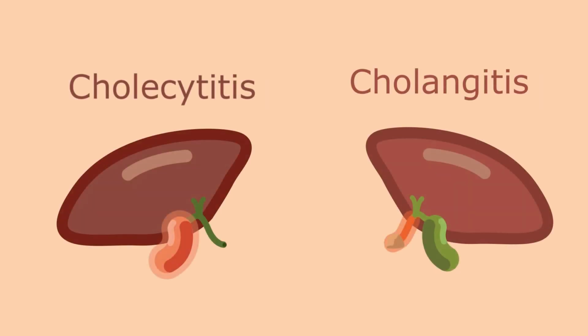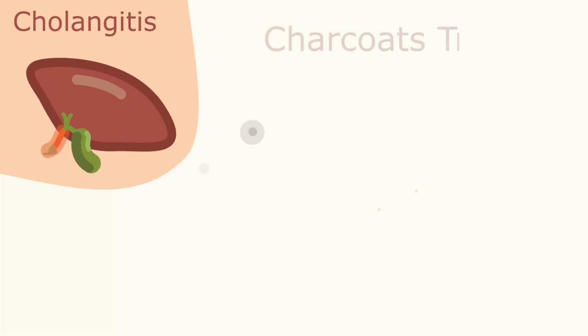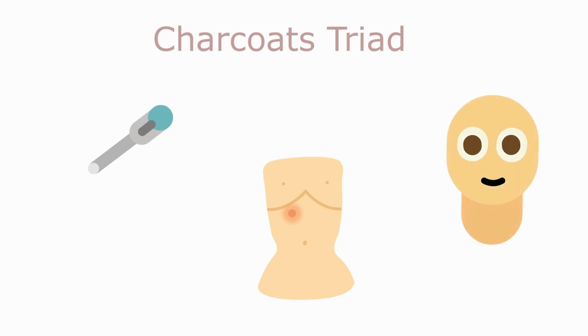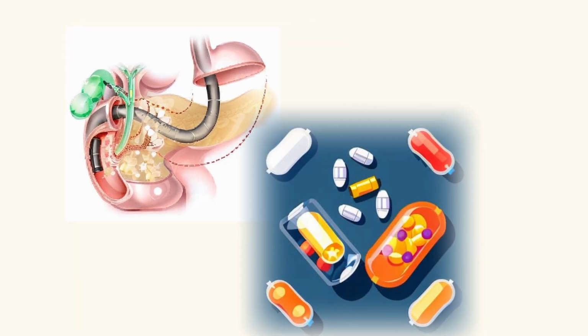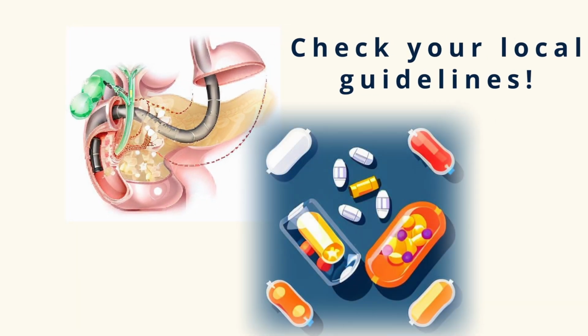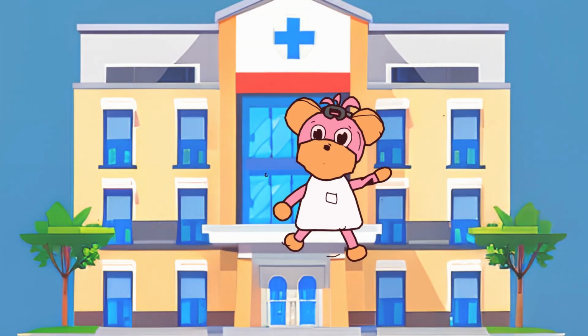Now let's get back to cholangitis, where we had the inflammation in the bile ducts. The symptoms here are Charcot's triad, and it consists of fever, pain in the upper right quadrant, and jaundice, or yellowing of the skin and eyeballs. And here as well, ultrasound can help with the diagnosis, and then you would usually do an ERCP to remove the obstruction, and then antibiotics to treat the infection.